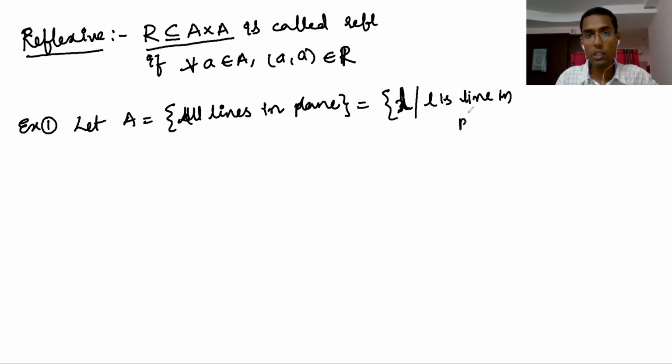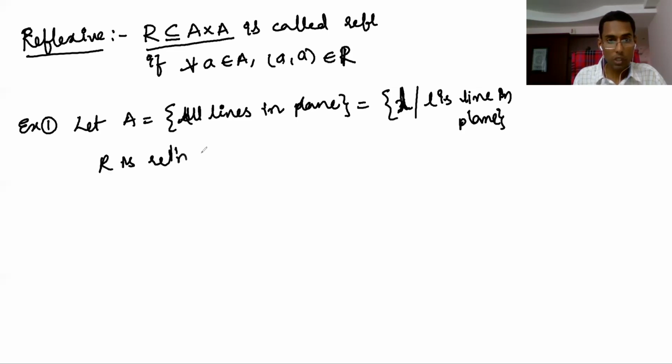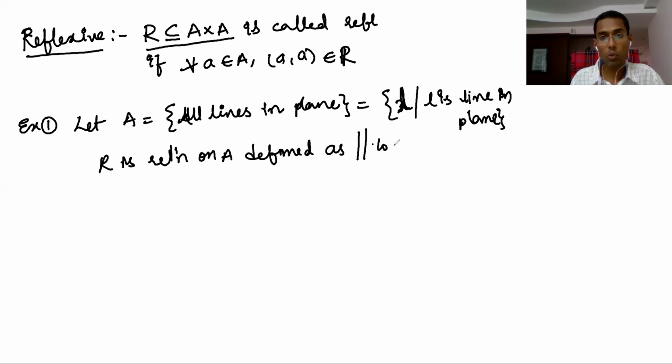In the plane, how many lines will there be? Infinitely many lines. L is a line in the plane, that means the set of lines in the plane. Here we have to define a relation. R is a relation on A, that means from A to A, defined as parallel to.